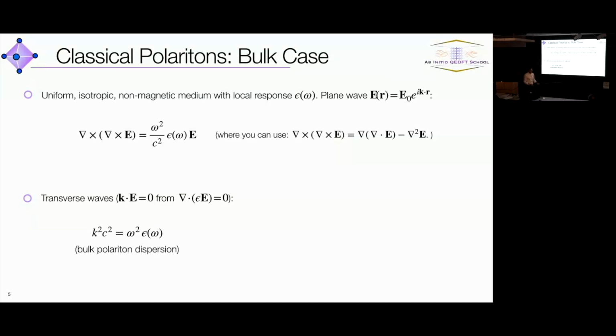And then the other solution is the one associated with the longitudinal mode, where now the divergence of D is equal to 0. And this longitudinal solution actually is satisfied when epsilon itself is equal to 0. Okay, so these are the two solutions that you can expect, and it's a general form.